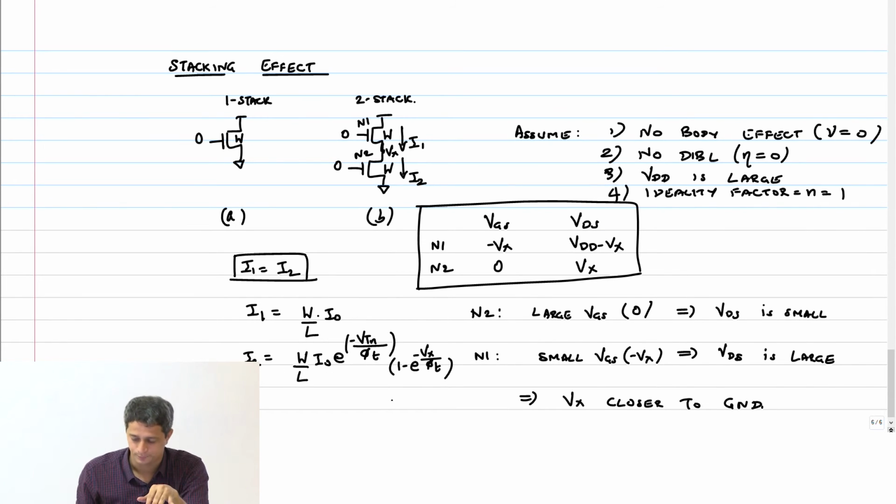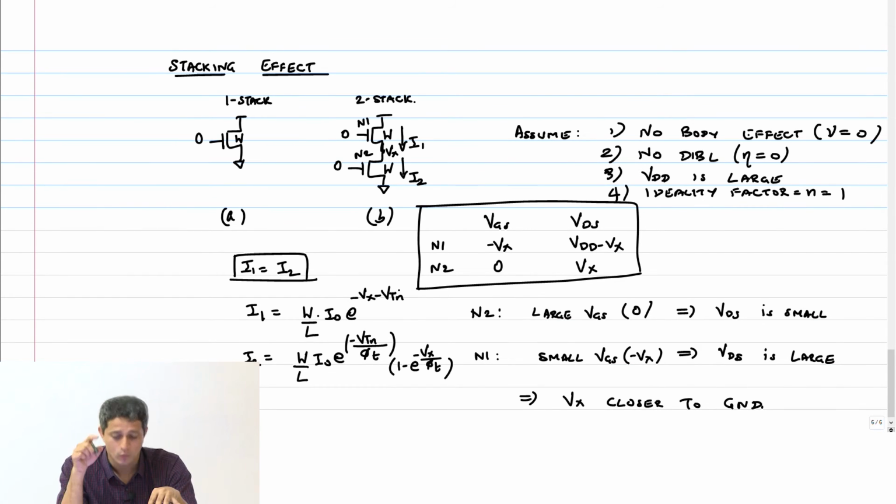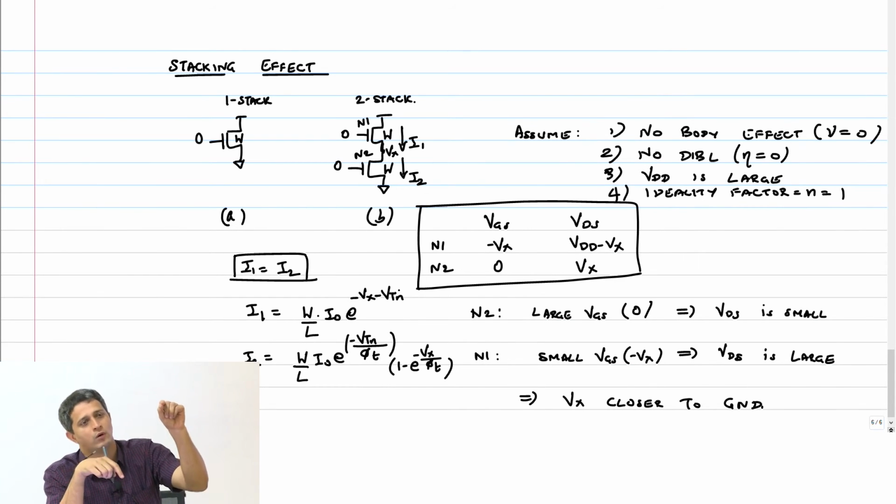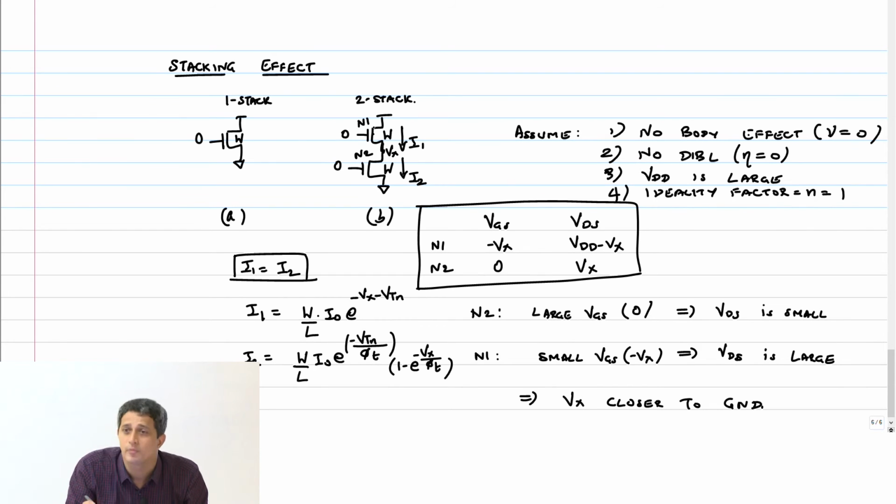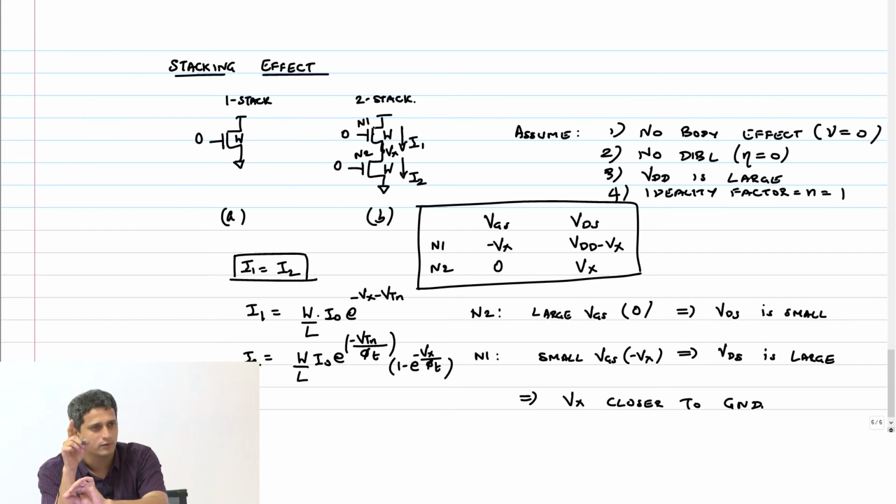What is I1? E power VGS is minus Vx minus VTN. This is where assuming that the body effect coefficient is 0 helps, because for N1 the source is not at 0, its body will be at 0, therefore there is going to be a body effect that will come in there. But for initial intuition, I am now assuming body effect is also absent.